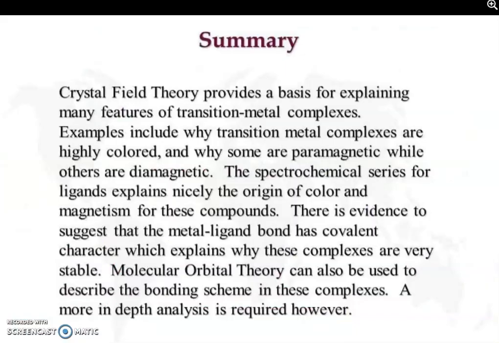So in summary, crystal field theory provides a basis for explaining many features of transition metal complexes. For example, why transition metal complexes are highly colored and why some are paramagnetic while others are diamagnetic. The spectrochemical series for ligands explains nicely the origin of color and magnetism for these compounds. There is evidence to suggest that the metal-ligand bond has covalent character, which explains why these complexes are very stable. So my friends, molecular orbital theory can also be used to describe the bonding scheme in these complexes. A more in-depth analysis is required. So in our next video, we will discuss further about this theory.